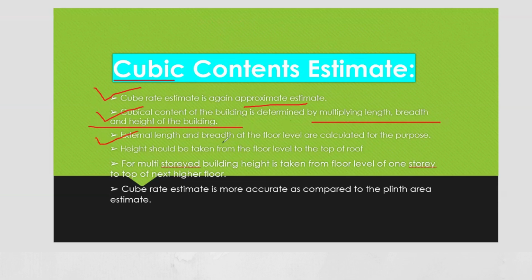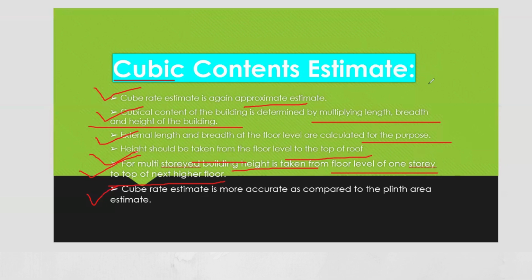Then the external length and width at the floor are calculated for this purpose. Then height should be taken into account from the floor level to the top of the roof. For a multi-story building, height is taken from the floor level of one story to the top of the next floor. That means we can call it floor to floor height.